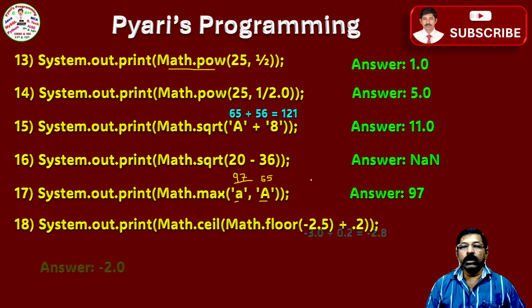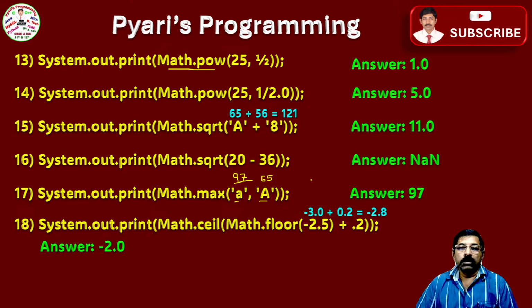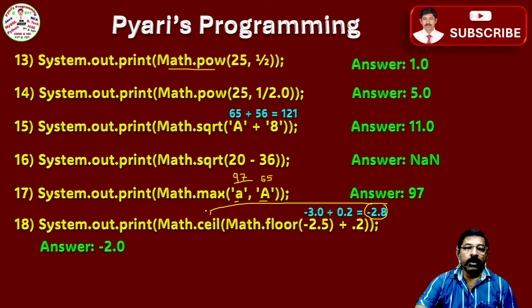Yes, now I'm getting the correct answer. Look at this. Math.floor of minus 2.5 will generate minus 3.0, which is added to 0.2. So we got minus 2.8, which is a parameter. Minus 2.8 is given as a parameter to the ceil function. Hence we got minus 2.0.